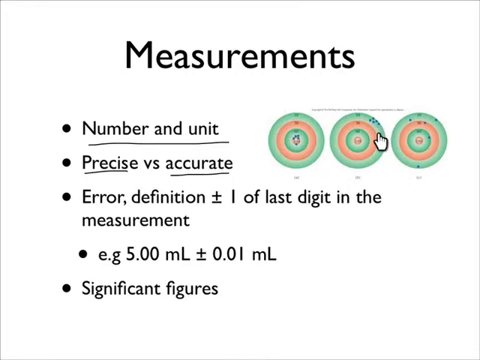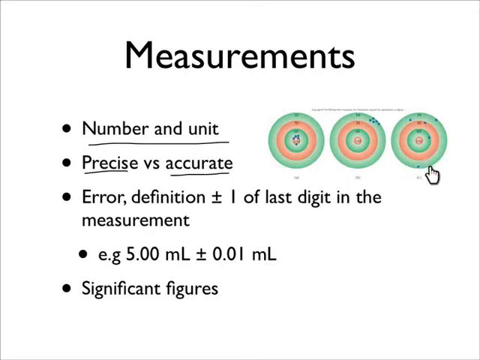Now, on this middle one, we've got all the blue dots near each other. In this case, they're off to the edge. They're not at the bullseye. So we're not close to the true value, but we are close to each other. So we would say that these have precision but not accuracy.